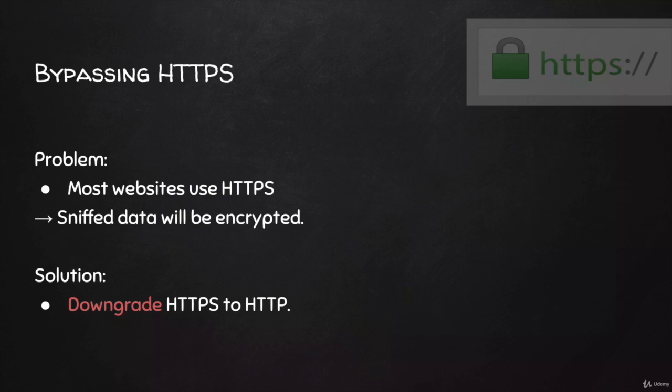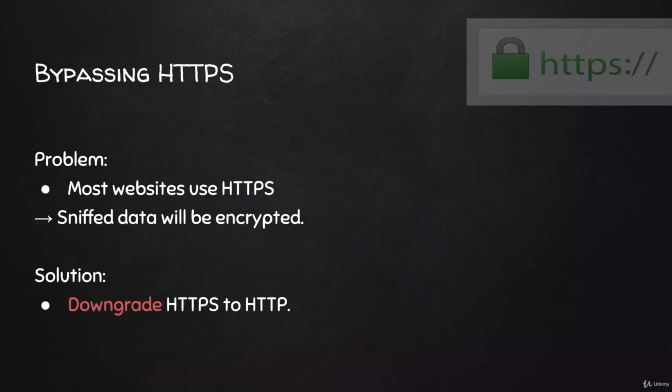So, since we're the man in the middle, we can check if the target is requesting a HTTPS website, and instead of giving him the HTTPS version of that website, we will give him the HTTP version. This way, the data will be sent in plain text and we'll be able to read it exactly as I showed you in the previous lecture. To do this, we'll have to manually configure and use a tool called SSL strip. And I show how to do this in my more advanced courses.